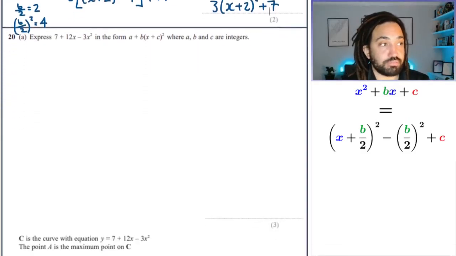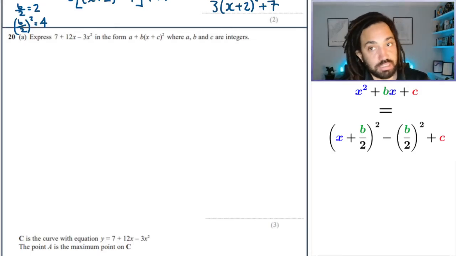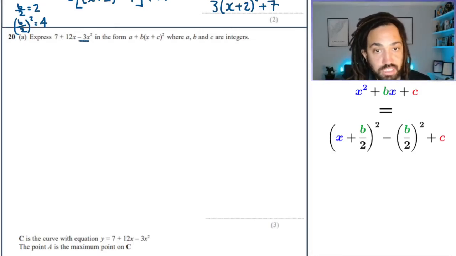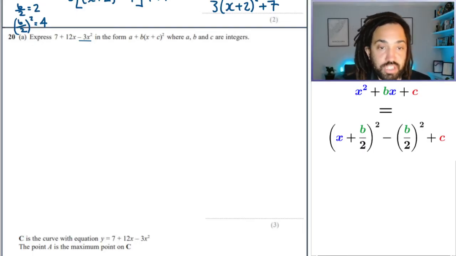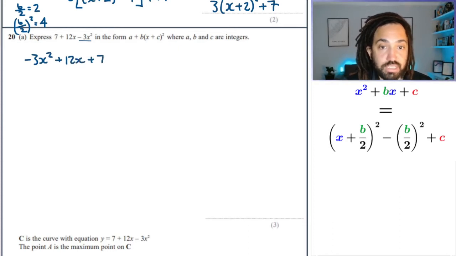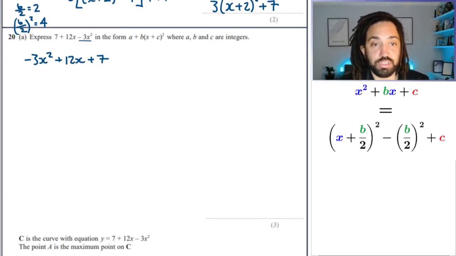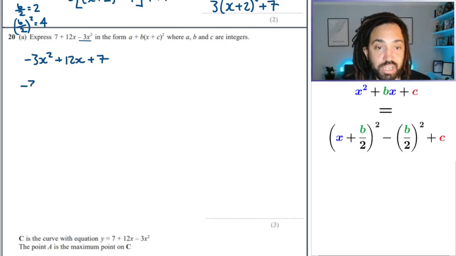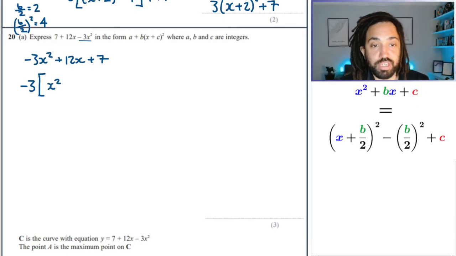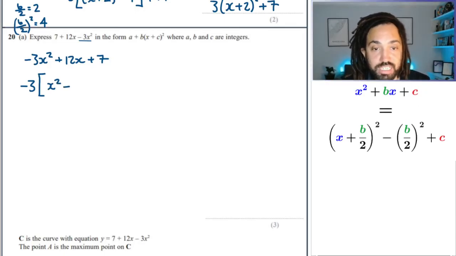Okay, very similar, but a bit trickier because we've got a minus 3x squared here. So the first thing I'm going to do is I'm going to just write it in this order so that the powers descend, because that's just what I'm used to. Okay, now what have I got to take it out to get to the 1x squared? I've got to take out a minus 3. So that's just going to give me an x squared there. I'll be very careful here because I'm taking out a minus 3. I'm going to need that to be minus 4x inside. And then I just leave the 7 outside again, just like I've been doing.